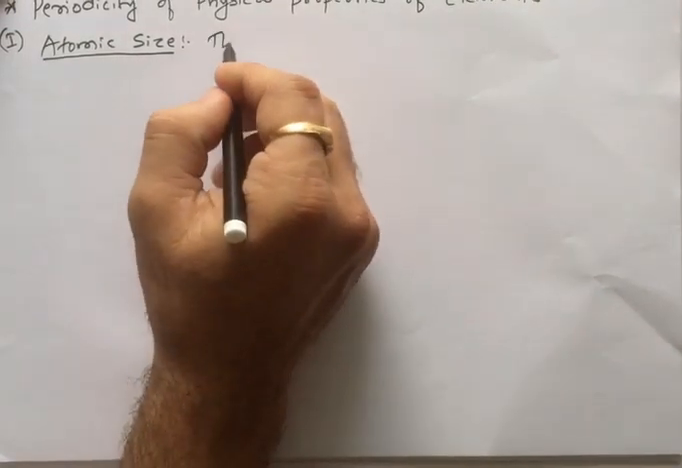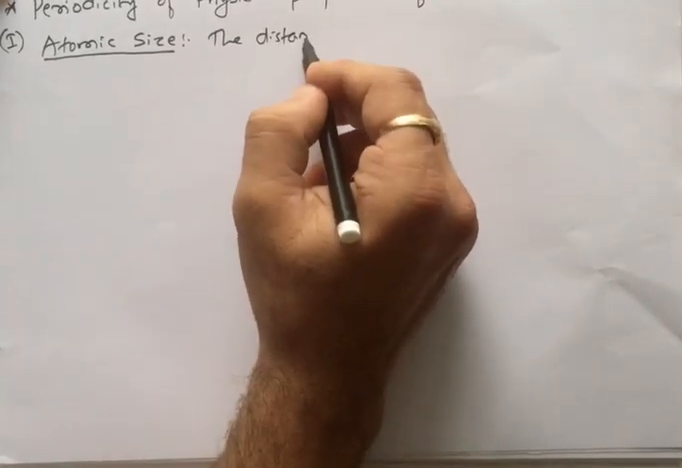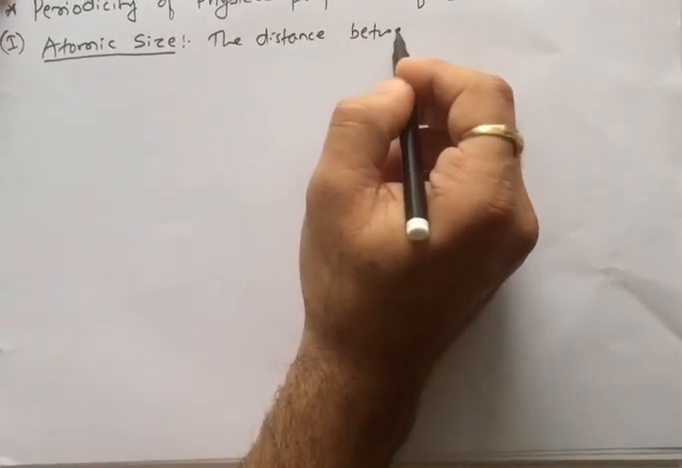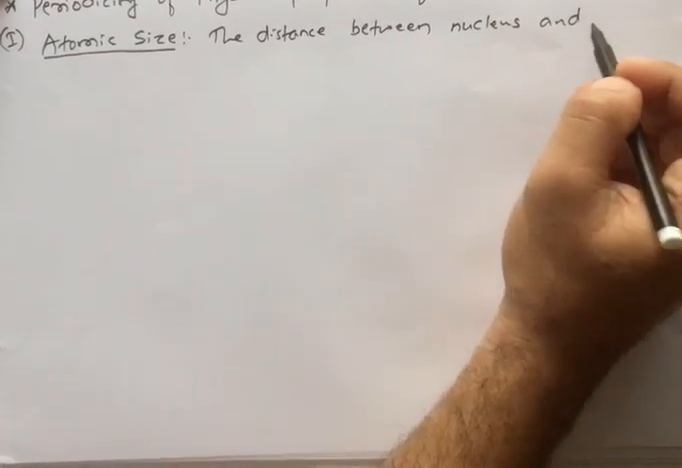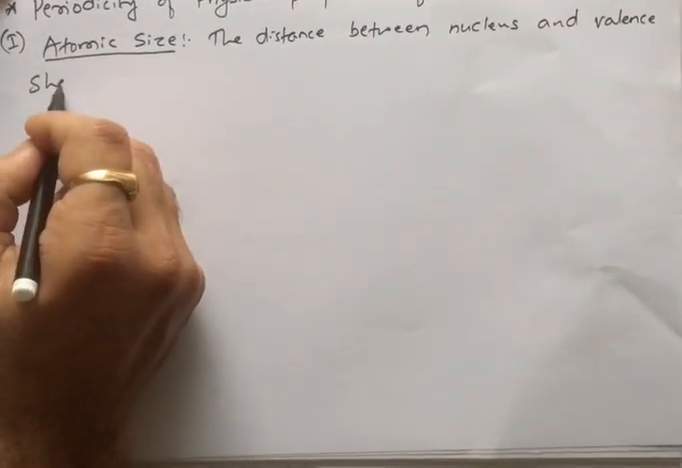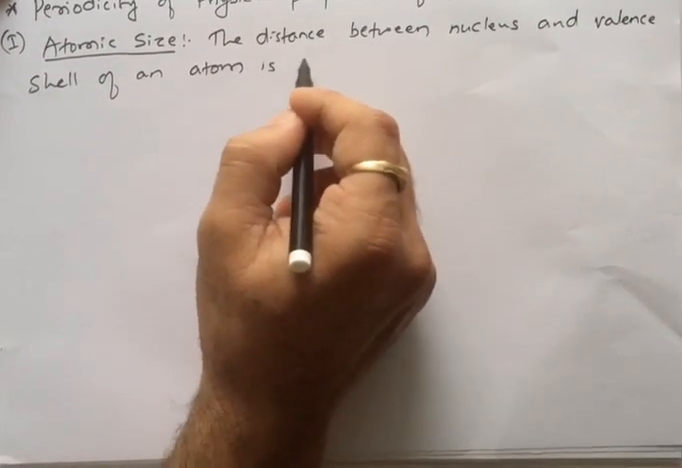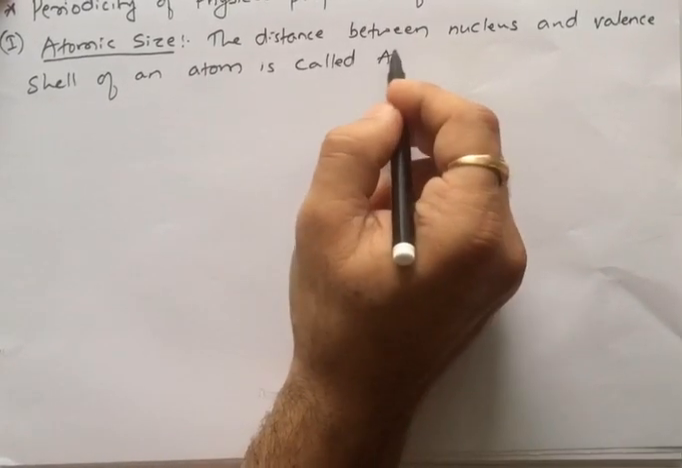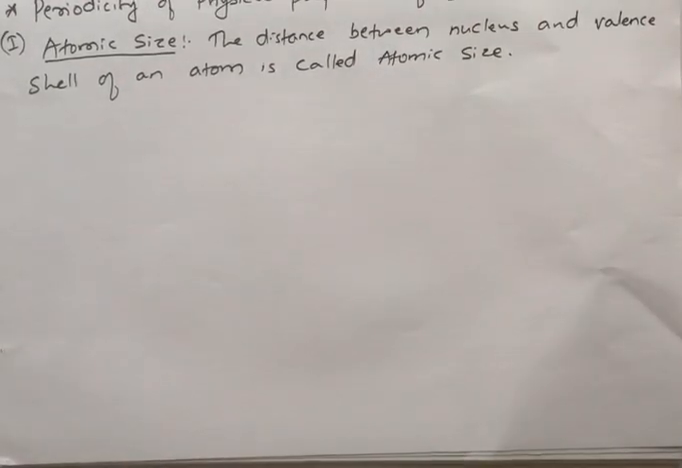It is nothing but the size of an atom, which is defined as the distance between the nucleus and valence shell of an atom is called atomic size. Correct? The distance between the nucleus and valence shell of an atom is called atomic size.